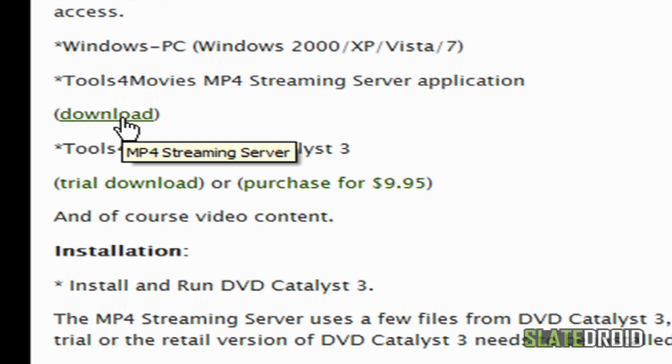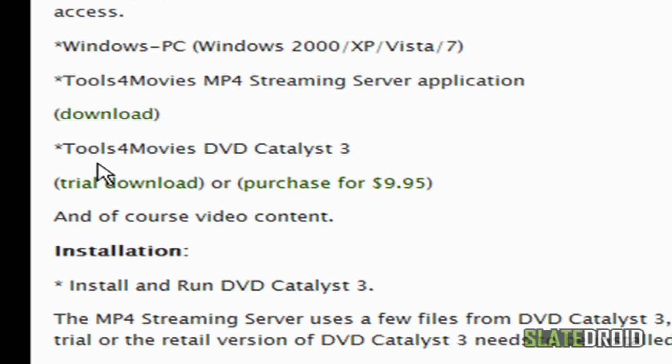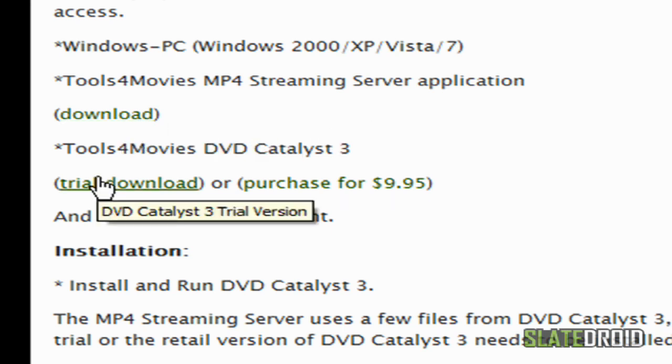It works great. But once you download that, you also have to have a program called DVD Catalyst 3. What DVD Catalyst 3 does is it takes your AVI or your Windows Media stuff and converts it into MP4 format, so that the server will stream it, because this one only streams MP4s.